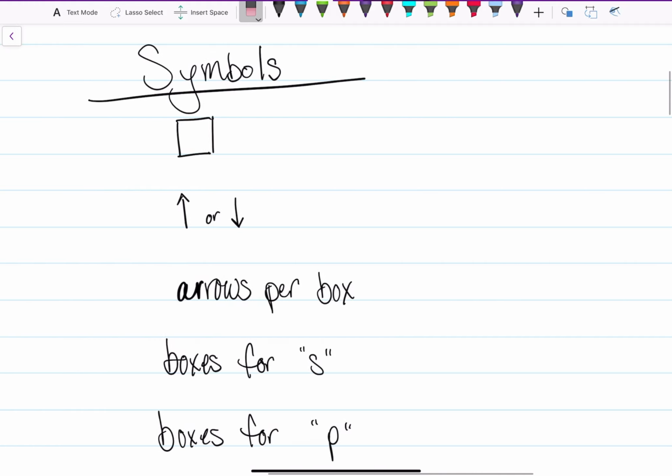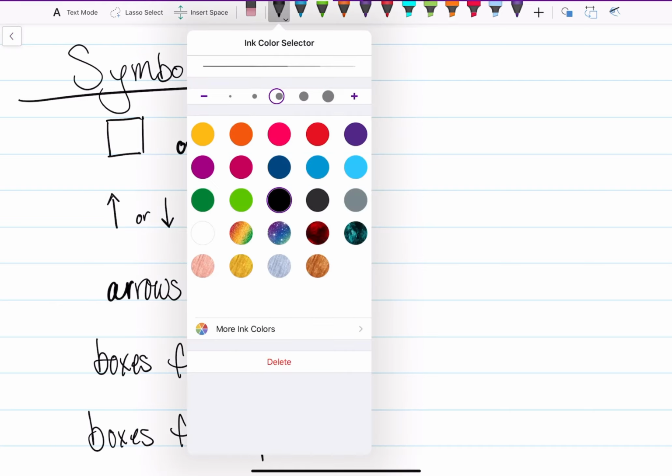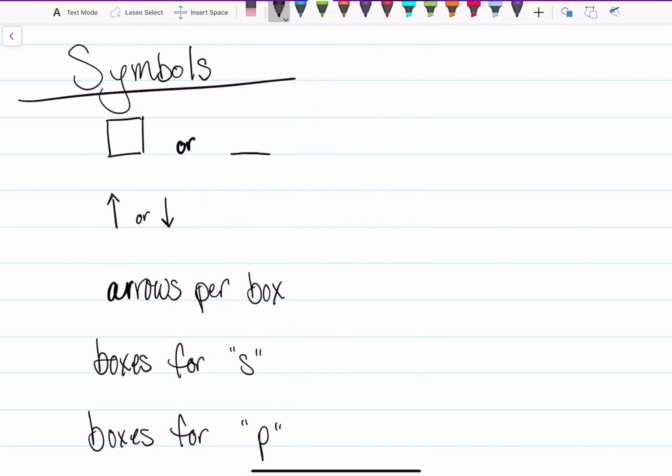Let's start with orbital diagram symbols. There are a few symbols that you need to know. First up, you might see a box like this, or you might see just a line drawn like that. These are orbitals. The reason they're called orbital diagrams is because we're going to be drawing these different orbitals for the electrons to go in. So the box or the line like that, that's considered to be an orbital. If you see an arrow pointing up or down, that is going to be an electron.